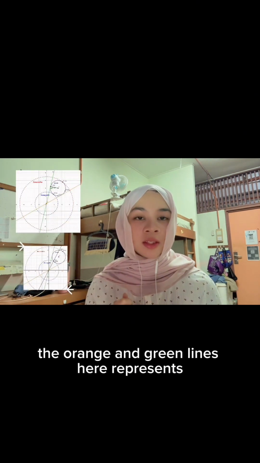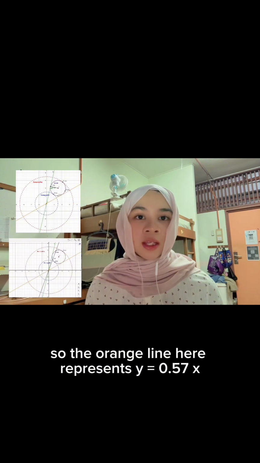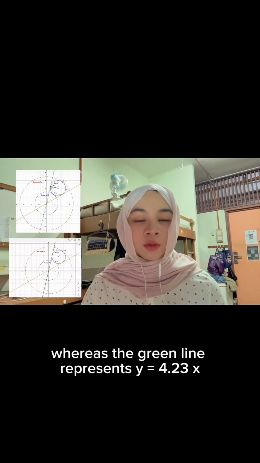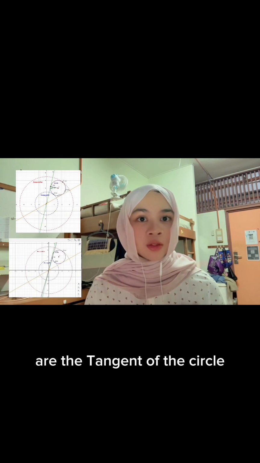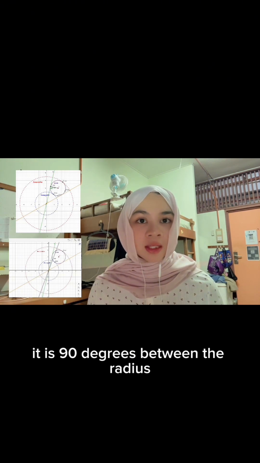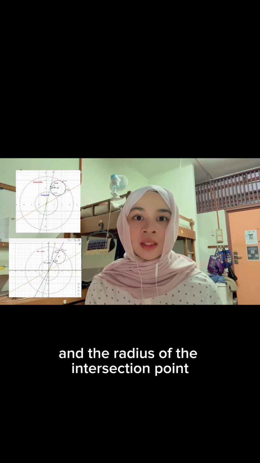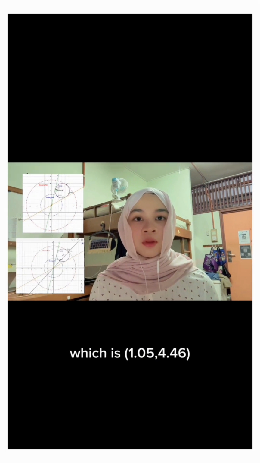So the orange and green lines here represent the tangent to the circle. The orange line here represents y equals 0.57x, whereas the green line represents y equals 4.23x. So these two lines right here are the tangent to the circle, which we justify by showing it is 90 degrees between the rays and the radius of this intersection point, which is 1.05, 4.46.